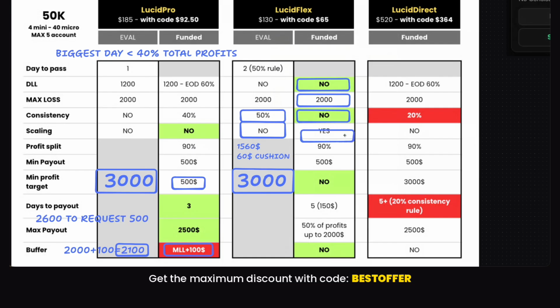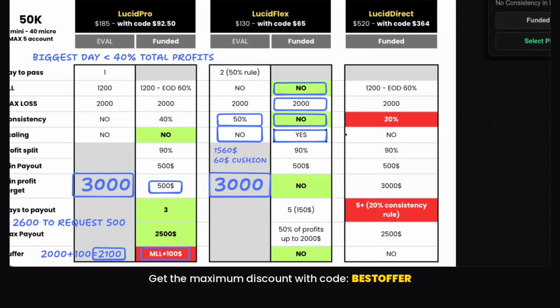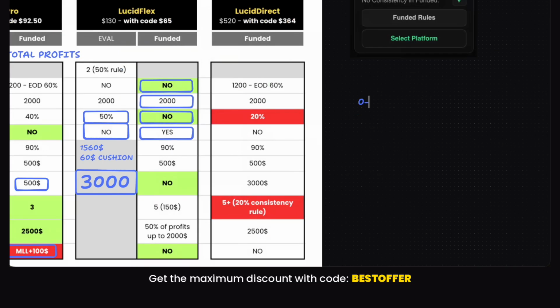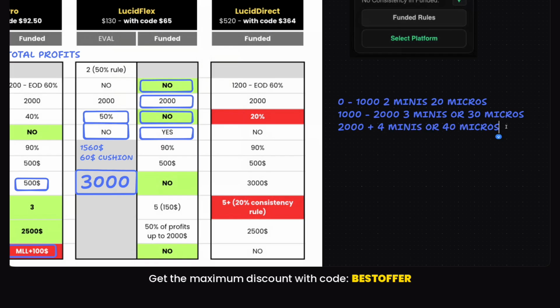You have a scaling plan, so that means that you cannot use 4 minis or 40 micros from day one, all right? So let's break it down. From 0 to 1,000, you can use 2 minis or 20 micros, right? From 1,000 till 2,000, you can use 3 minis or 30 micros. After 2,000, you are allowed to trade with 4 minis or 40 micros, right? So this is the scaling plan. And I think it's pretty fair because with 2 minis or 20 micros, you can do really interesting profits. So it's pretty easy to scale.